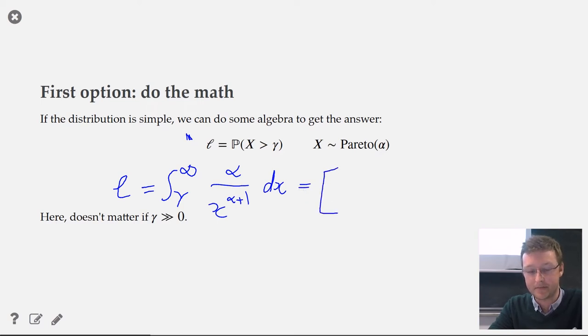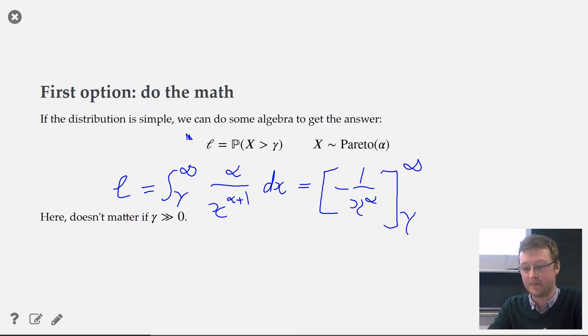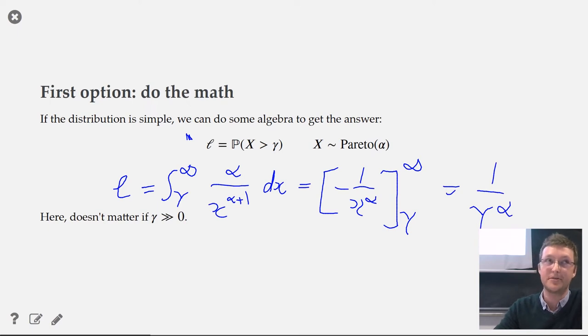And so you can calculate that out to be 1 on x to the alpha, evaluated between the endpoints gamma and infinity, and get the result that you're after. Your probability is in a closed form, 1 on gamma to the power of alpha. So if this option is available to you, then yeah, definitely this is the best way to solve any of these problems. Because it doesn't matter if the thing you care about is a rare event or not. If you can get a closed form solution, then that's the gold standard.